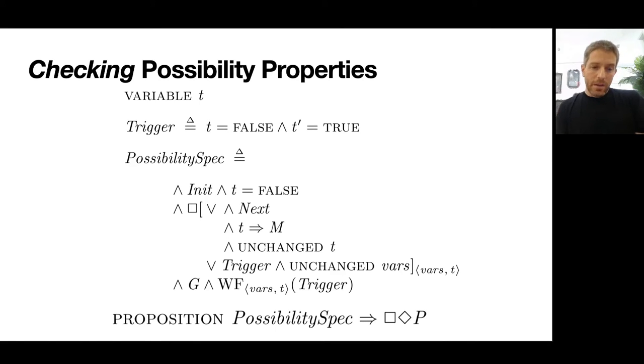We then notice that the set of variables vars is a subset of vars union t, and so one of the disjuncts in the composition drops off, and after a few steps of rewriting that I'm skipping, for example, I wanted to take the UNCHANGED t clause outside the parentheses, so I introduced the subaction Trigger that triggers the operation of M. And we get this canonical formula and a proposition that we can then check in TLC.